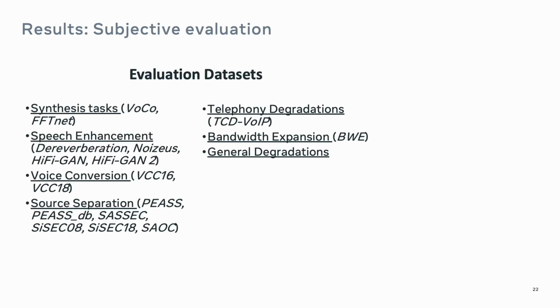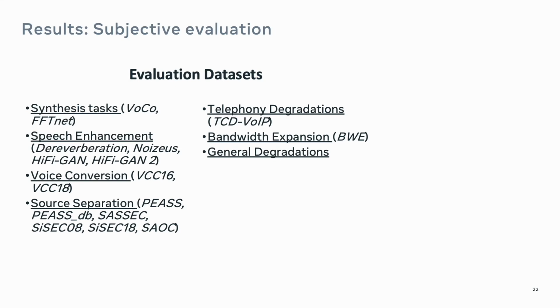Now let's take a look at the evaluation datasets. We consider 16 different datasets spanning different categories of audio and speech tasks, including speech synthesis tasks, including VOCO and FFTNet. We also consider various types of speech enhancement tasks, including dereverberation and HiFi-GAN, and also the very well-known Noisy dataset. We also consider voice conversion as one task, including datasets from the voice conversion challenges in 2016 and 2018. We also consider audio source separation and sound source separation as two different types of datasets, and we have a large category of specific datasets that handle that.